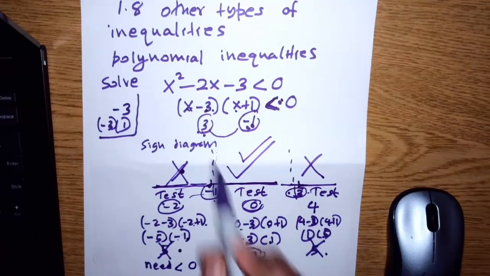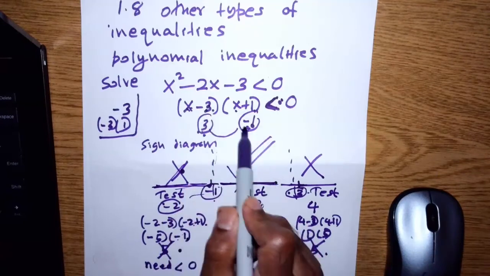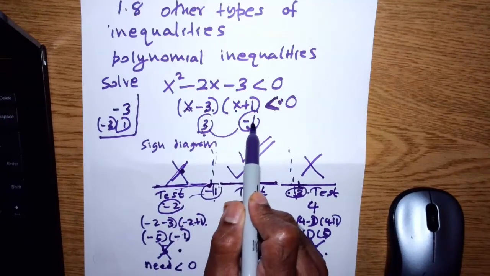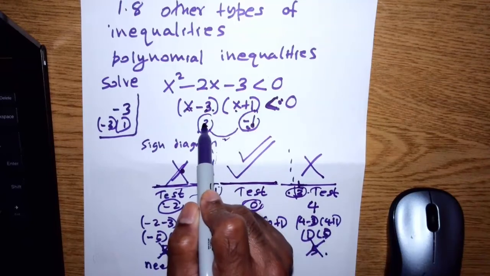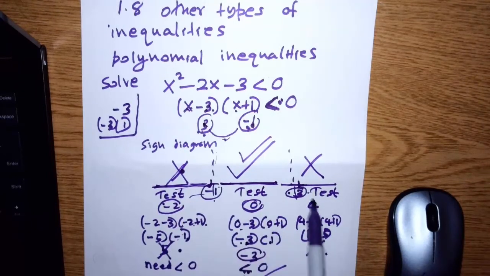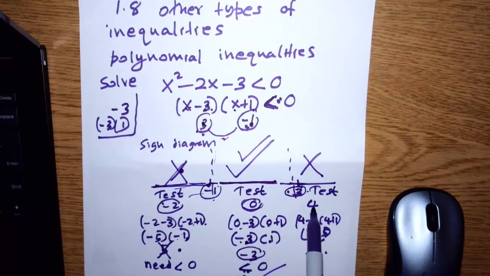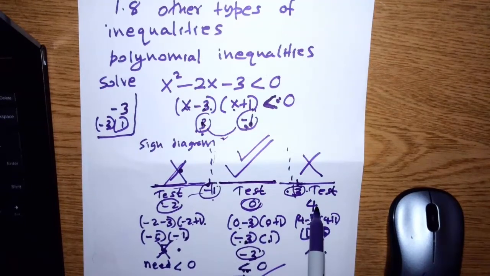Now we go to the region after the bigger value, which is 3. Less than -1 is not good. Between -1 and 3 is good. Then we go to what happens after 3. After 3, we take a test value. You can take anything, 4, 5, 6, 7, 8, 9, but let's take 4.